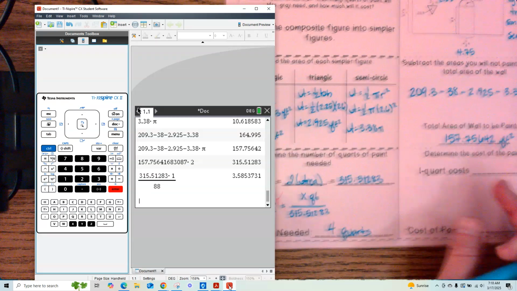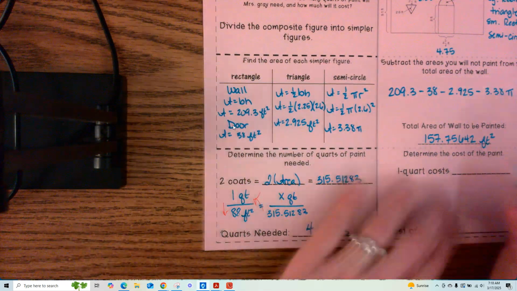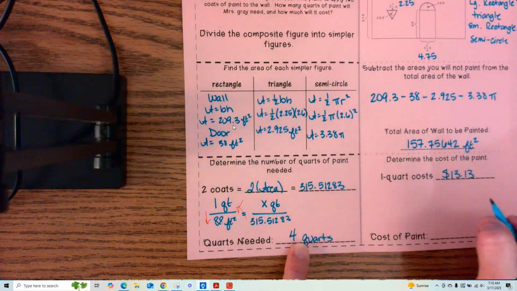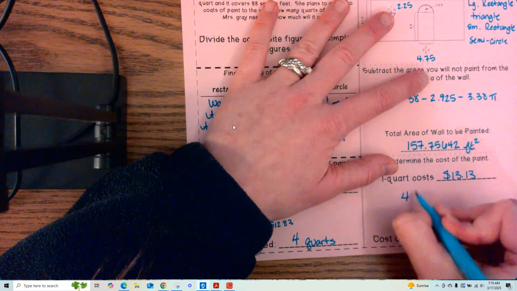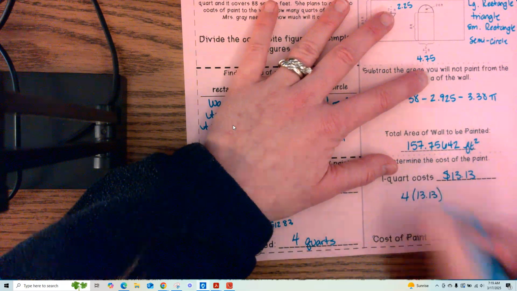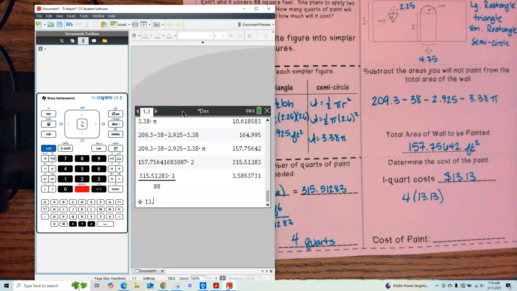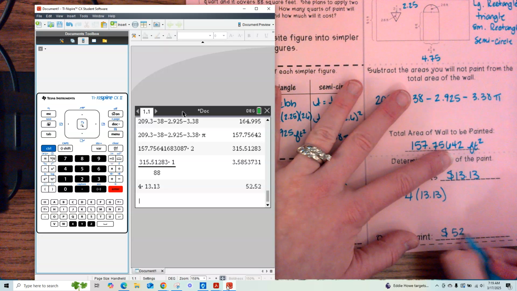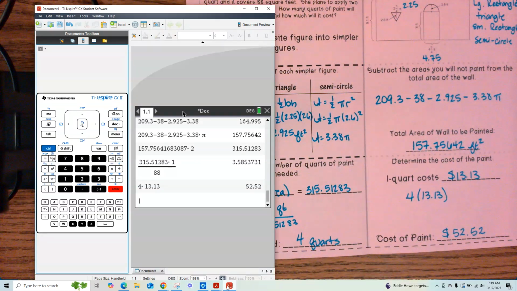All right. So 1 quart costs $13.13. If I need 4 quarts, I need to multiply that, 4 times $13.13. And my total bill, the cost of the paint, is going to be $52.52. So that's it for this set of notes.